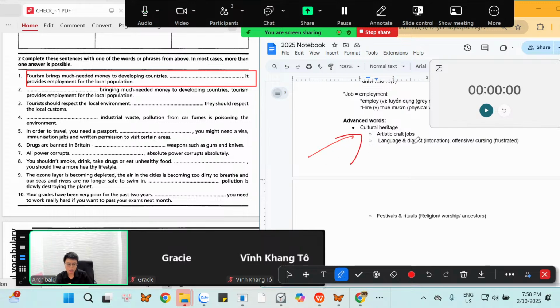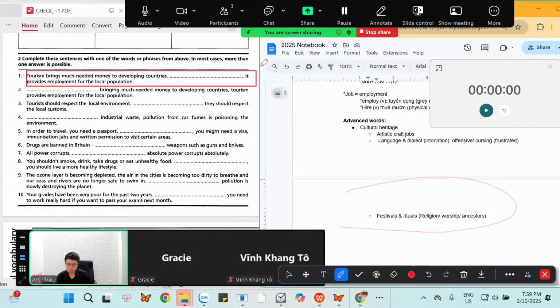So we can start to talk about the craft jobs. People will use their hands to make things, to create things. They can use a knife and wood, and then they are gonna use the knife to carve the shape of the symbol on the wooden piece. So that is artistic craft job. And once we speak of culture, we talk about language and dialect, festival, rituals.